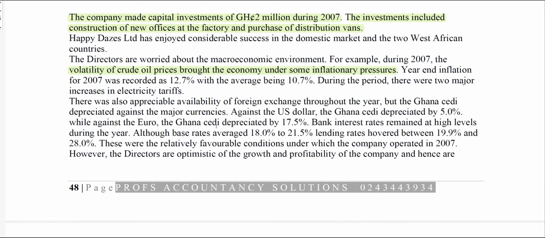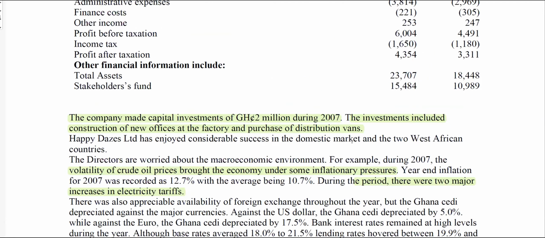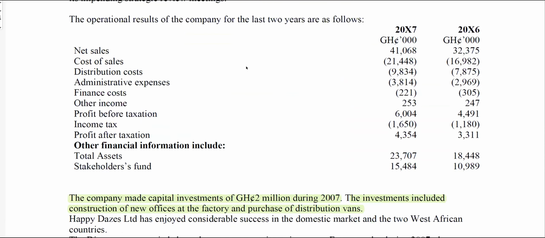One, changes in oil prices or increase in oil prices. And 2, inflation. You get the idea? So they told me that the year-end inflation for 27 was recorded at 12.7%, with the average being 10.7%. And during the period, there were 2 major increases in electricity tariffs. So this one is telling me that I've seen inflation, a general rise in goods and services, right? That means it is possible that my cost of operation will increase, my expenses will increase. So check, was there an increase in expenses?